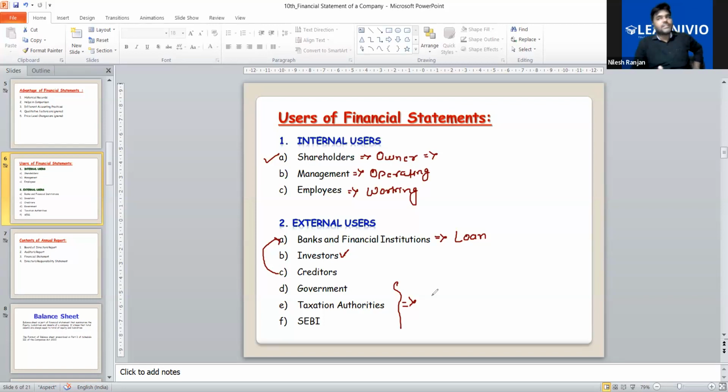The third is government. Government wants to know that the company is working for the interest of the public, for the interest of the government. Like if the company is working with bad intention, then the company will harm the public and the government too. So that's why government wants to know about the company's situation. These are the users of financial statements. Please write this.